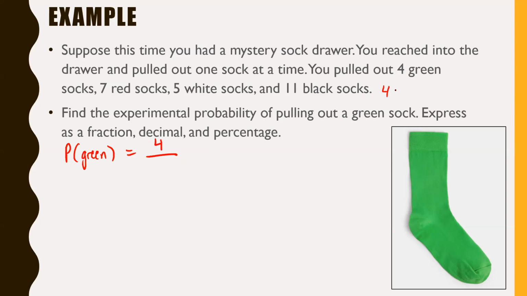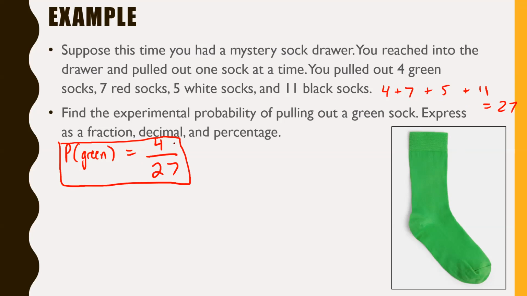Well, that would be 4 plus 7 plus 5 plus 11. Adding this all together, 4 plus 7 is 11. 11 plus 5 is 16. 16 plus 11 is 27. So there's 27 different trials we did here. So 4 out of 27 would be our probability expressed as a fraction.